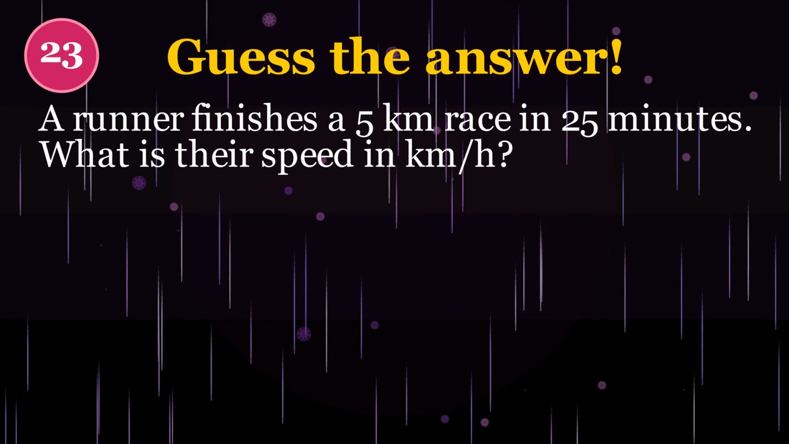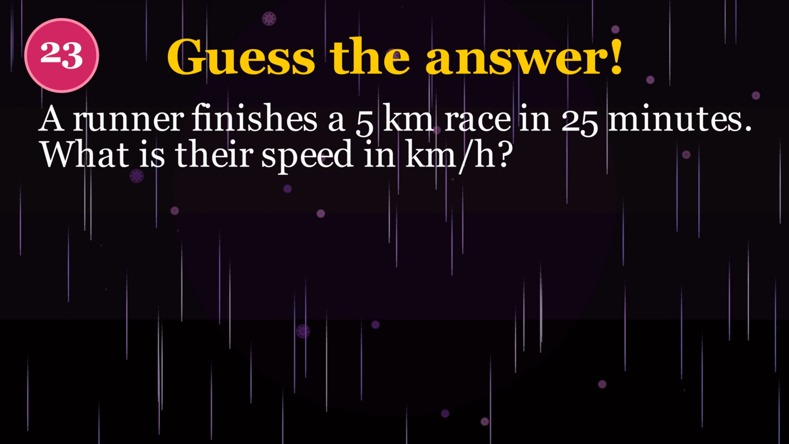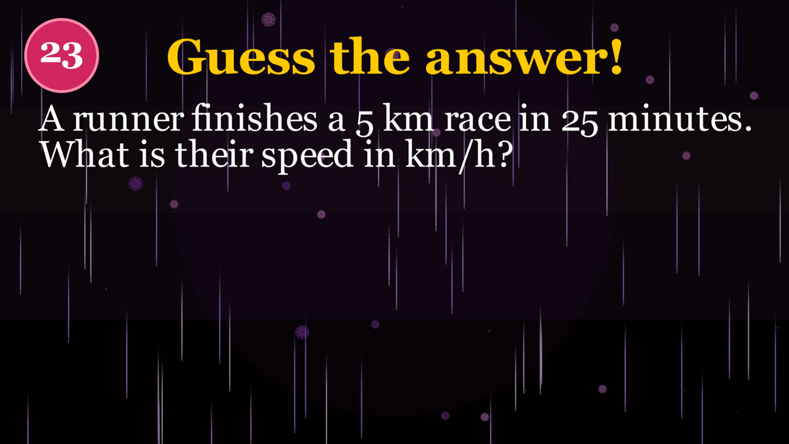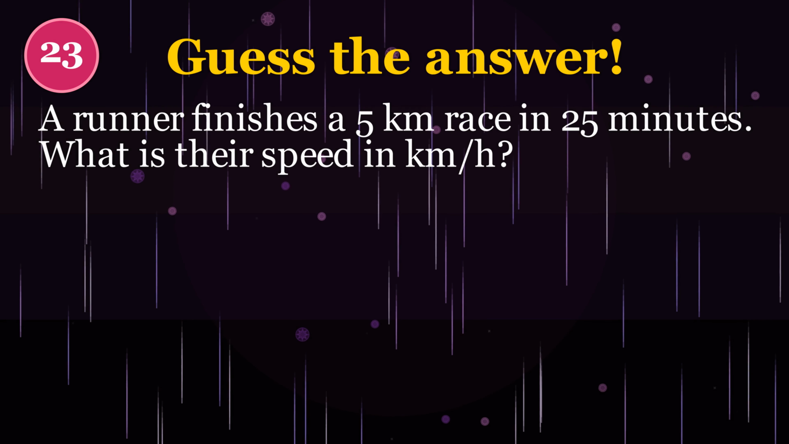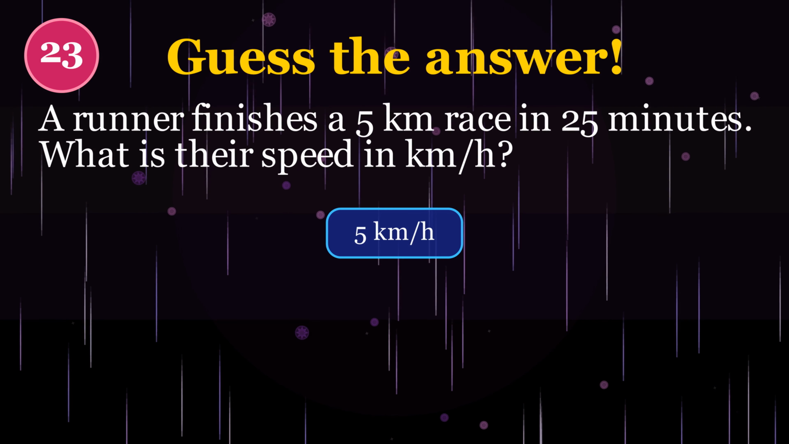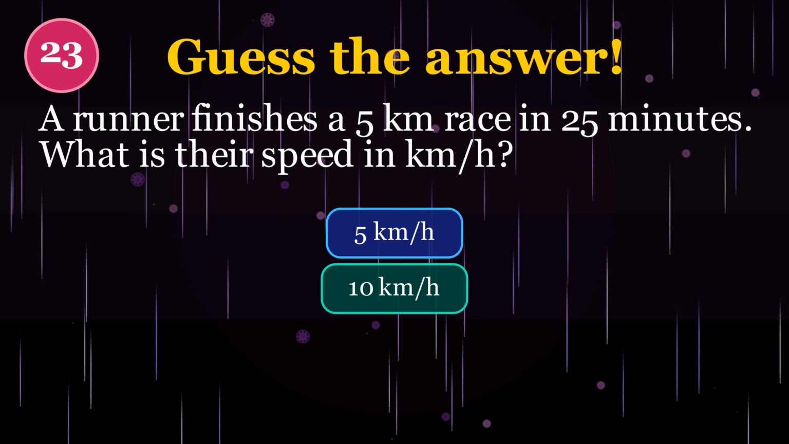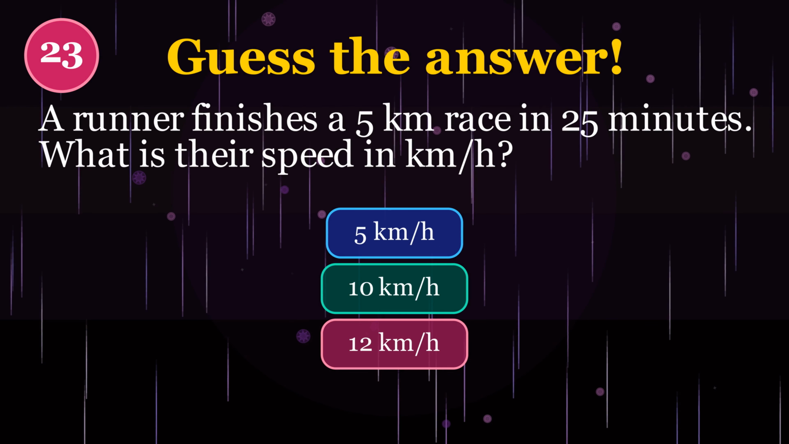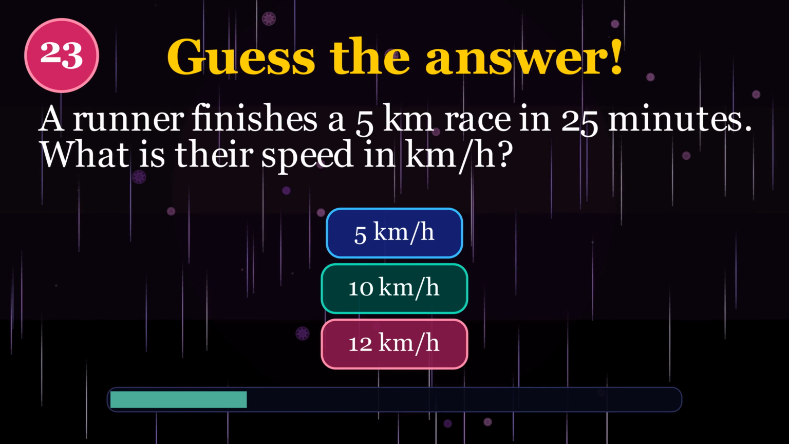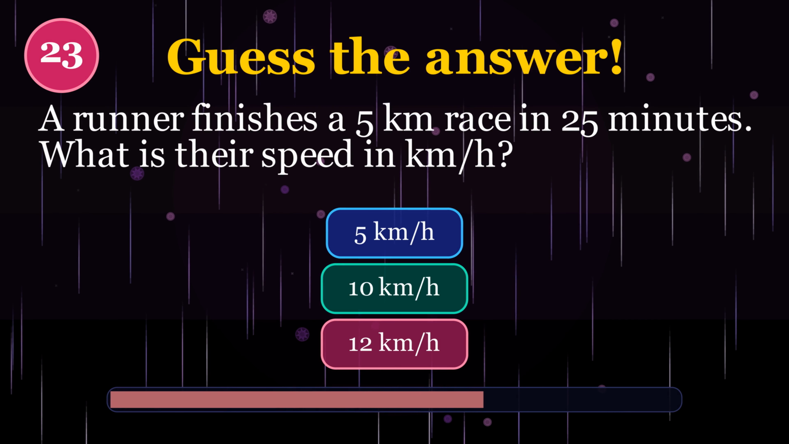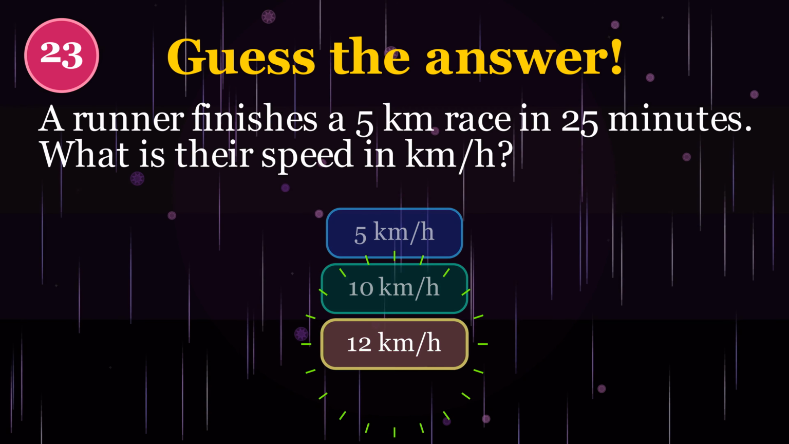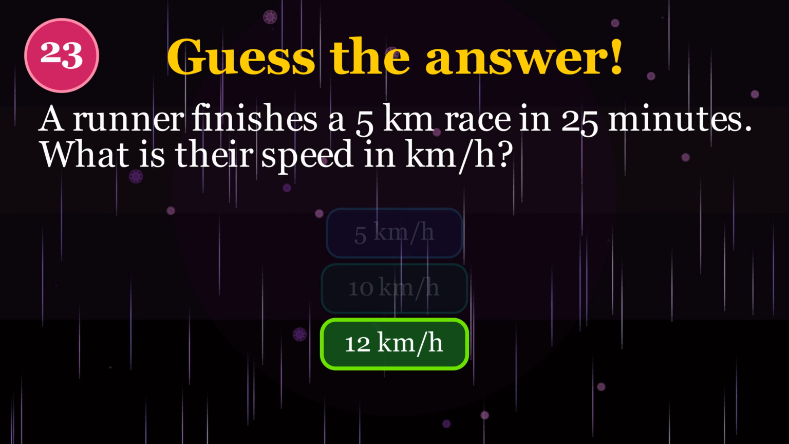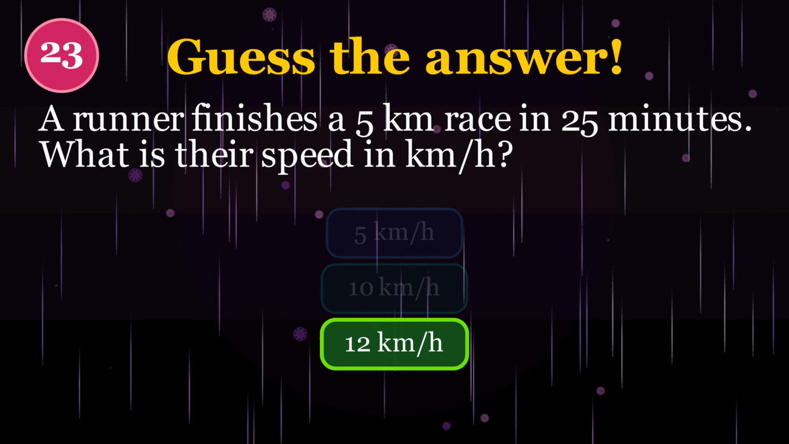A runner finishes a 5 kilometer race in 25 minutes. What is their speed in kilometers per hour? 5 kilometers per hour, 10 kilometers per hour, 12 kilometers per hour. The correct answer is 12 kilometers per hour.